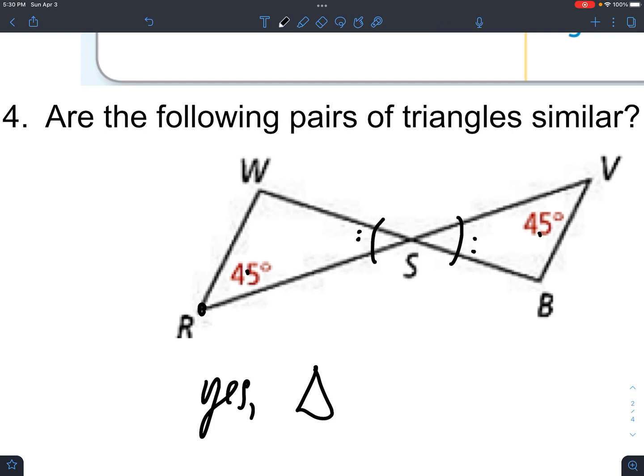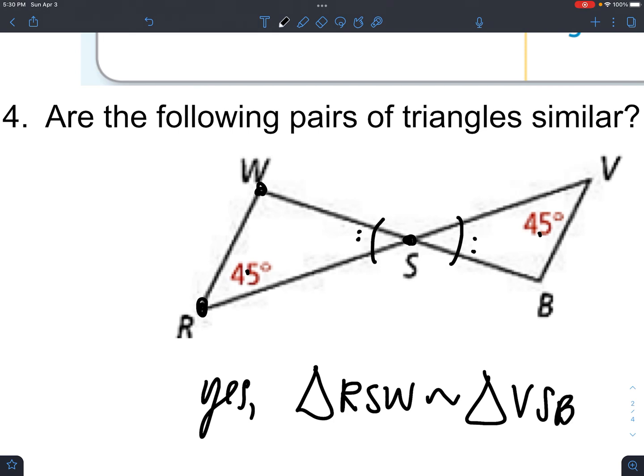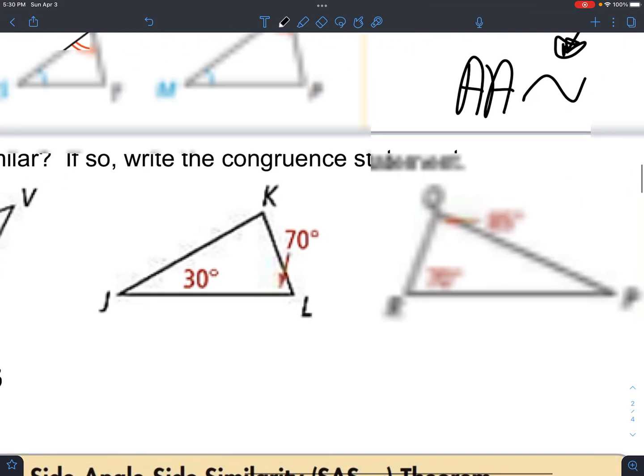Now, let's be careful here. So let's go triangle RSW is similar to triangle. So angle R is 45, so we should make that line up with V. And S is the same as S, so S should be in the middle and then go to B. Okay? It's a different answer if you scramble those letters. This is the only correct answer. So make sure you're lining up angles.